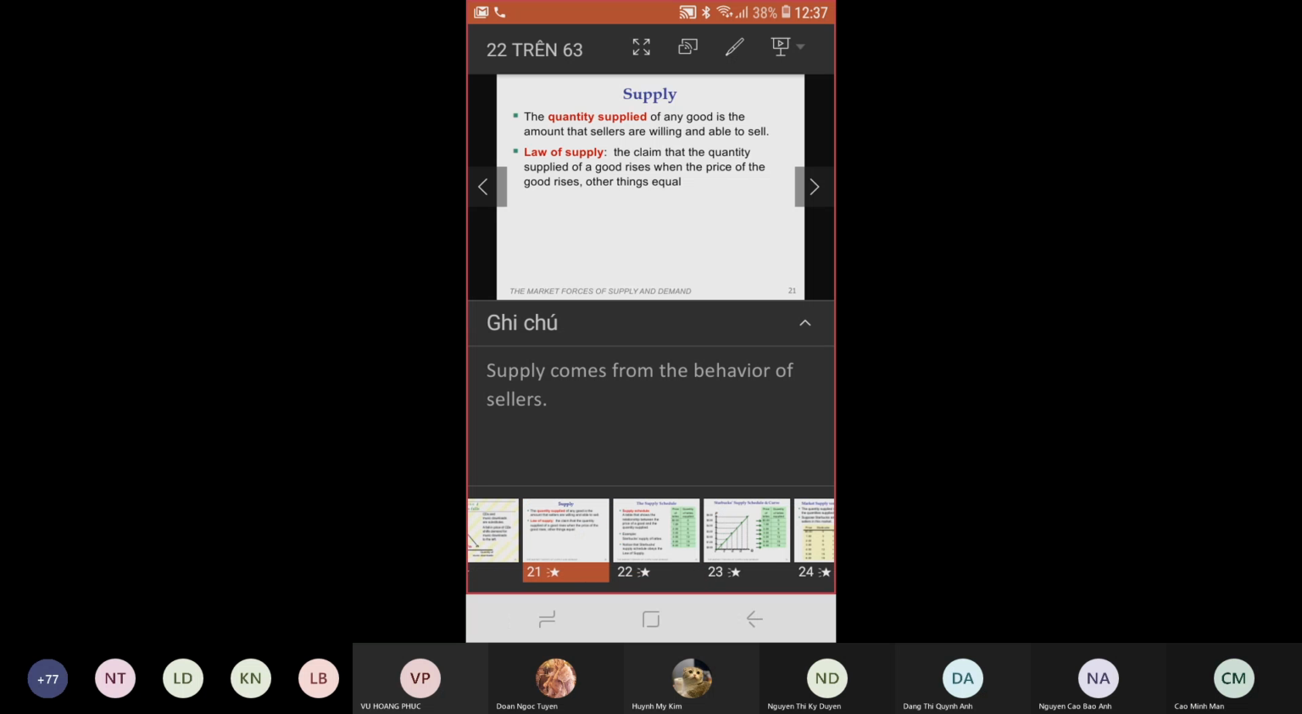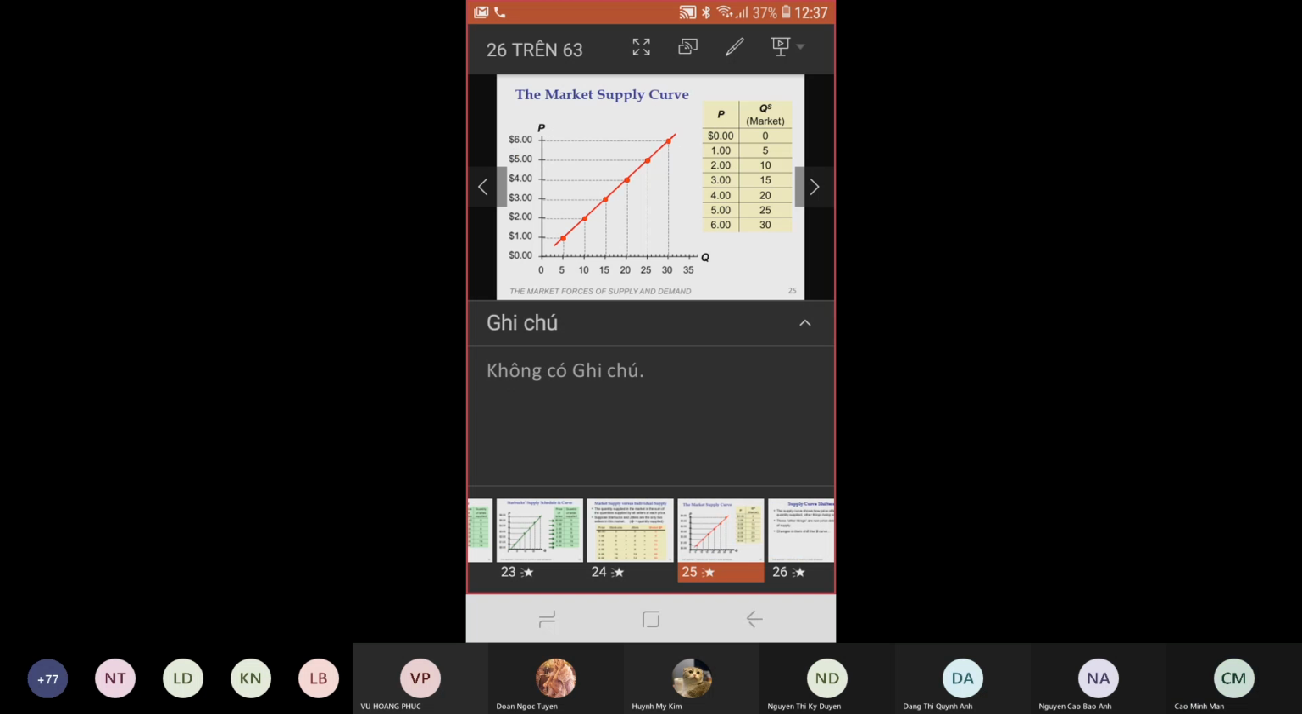Again, you should learn that not only the price but also other factors can impact supply. Oh, sorry, I should say this first. This is the supply curve. Just two points, link them together. Now you know what the supply curve looks like. It slopes upward.